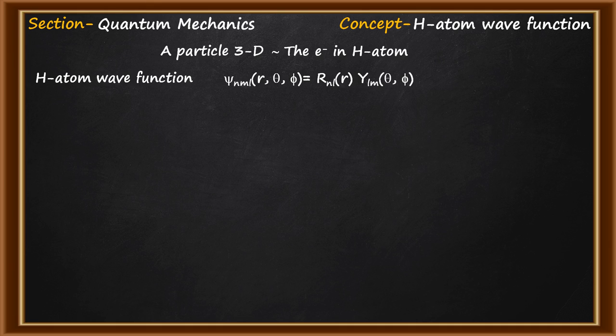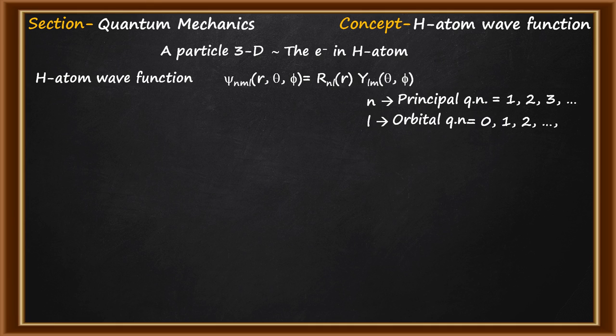Here n, l and m are the quantum numbers of the electron in the hydrogen atom, where n is the principal quantum number, whose values are 1, 2, 3 and so on. l is the orbital quantum number, whose values range from 0, 1, up to a maximum of n-1, and m is the magnetic quantum number, whose value ranges from -l to 0 to +l.